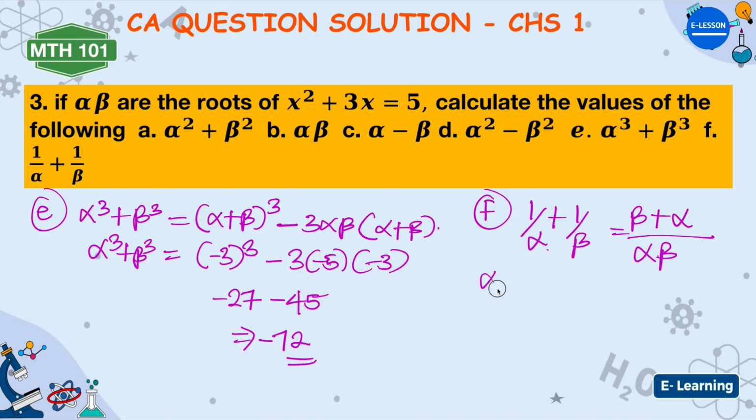So that will give us what? Alpha plus beta divided by what? Alpha beta. What do we get as our alpha plus beta? Minus 3. Alpha beta is what? Minus 5. So the correct answer to this one will be what? 3 over 5. Of course, because negative will cancel negative. Is that okay? So that is that for that question.